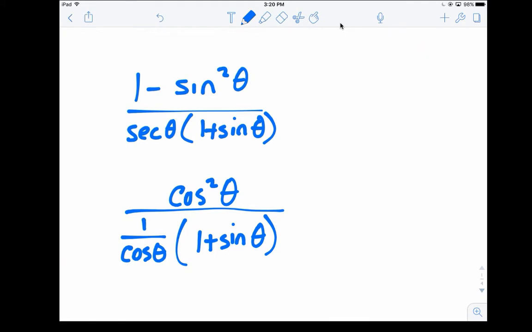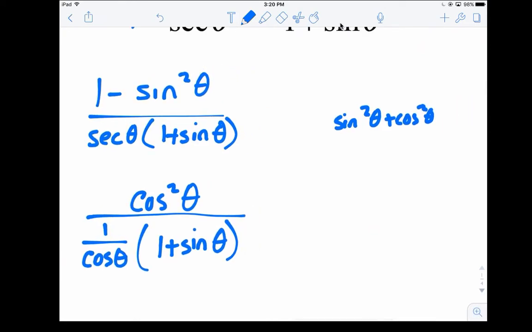So just remember, sine squared plus cosine squared is equal to 1. That's an identity. So you guys are allowed to move terms around so that you can use what you want. So what I did is I moved sine squared over, so cosine squared is the same thing as 1 minus sine squared.